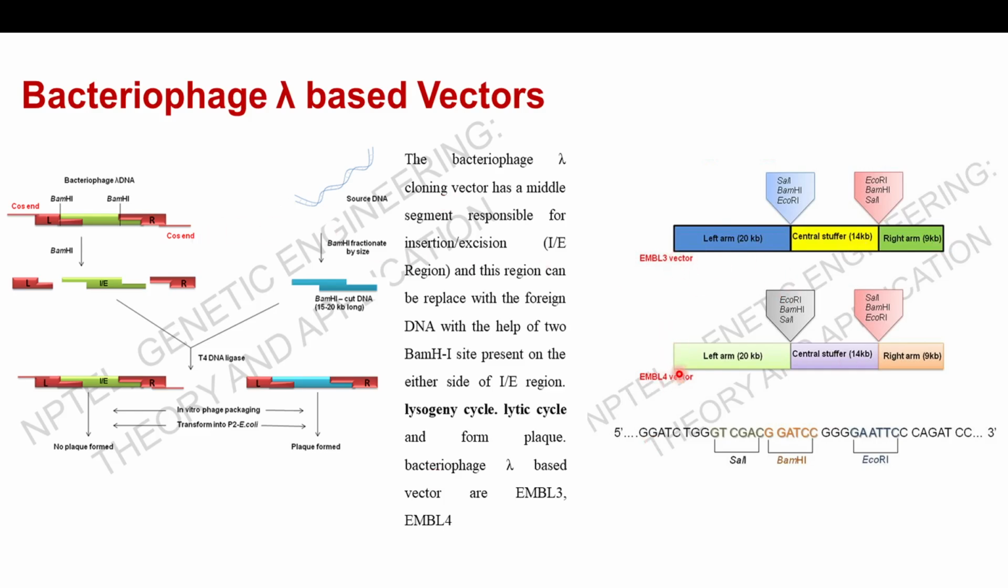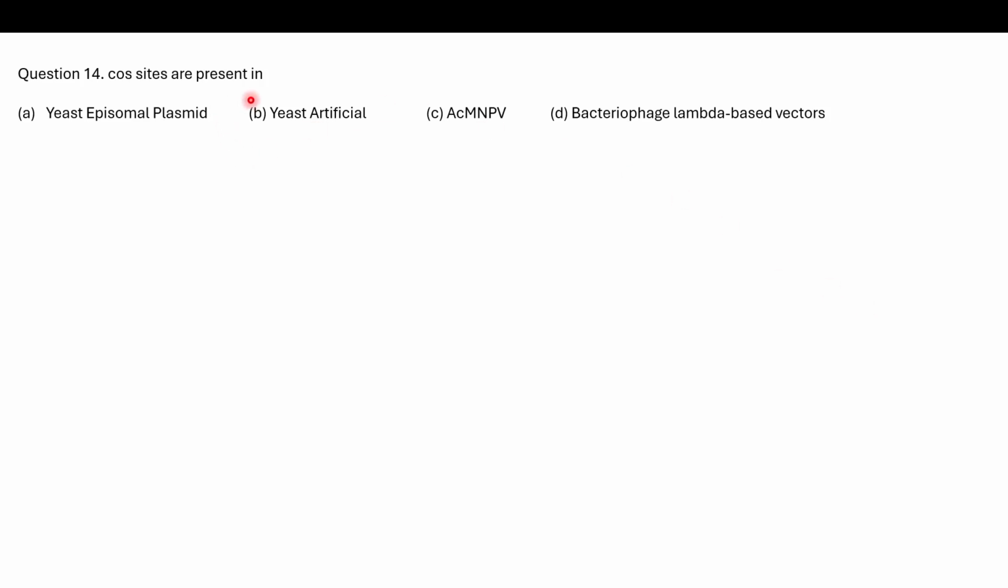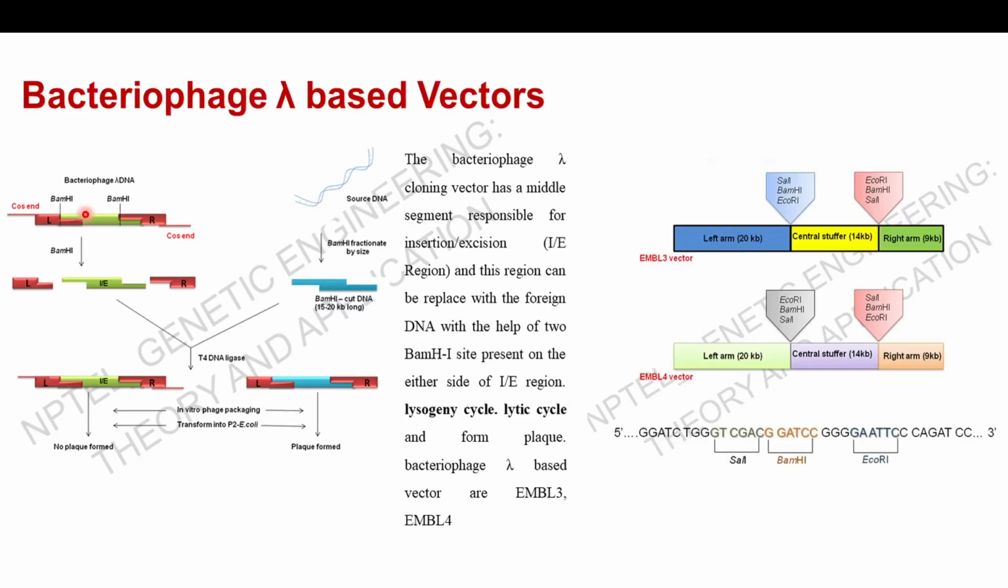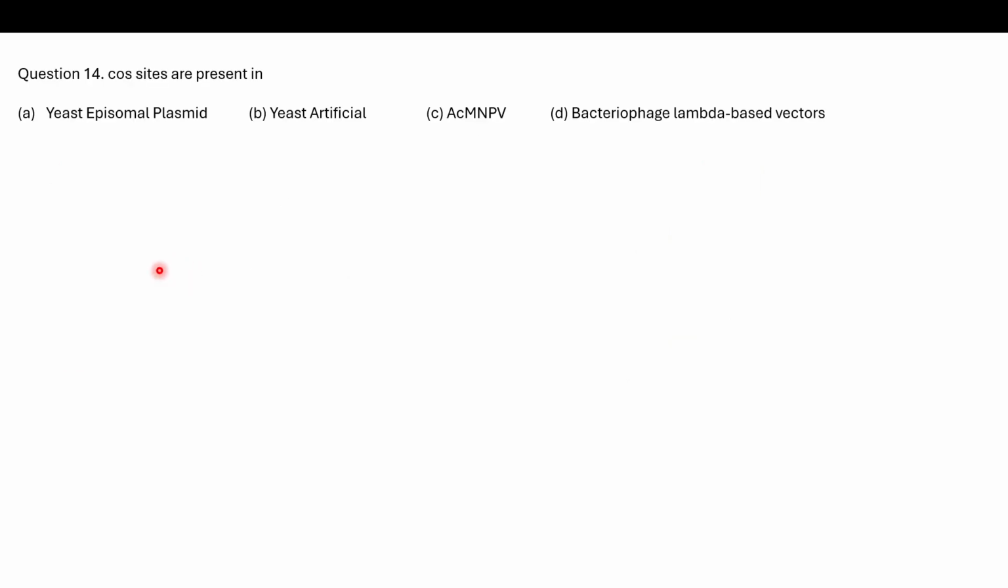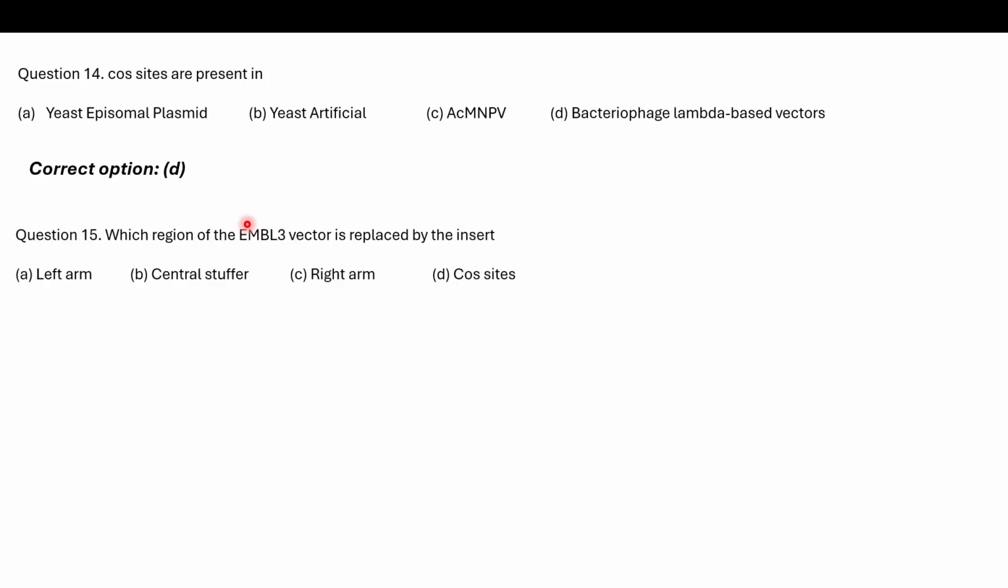Now these are two kinds of vector names, EMBL3 vector and EMBL4 vector. This is the central stuffer region, and it has the restriction sites over here. This is the same thing that has been shown here. Okay, now cos sites are present in bacteriophage lambda-based vectors, option D.